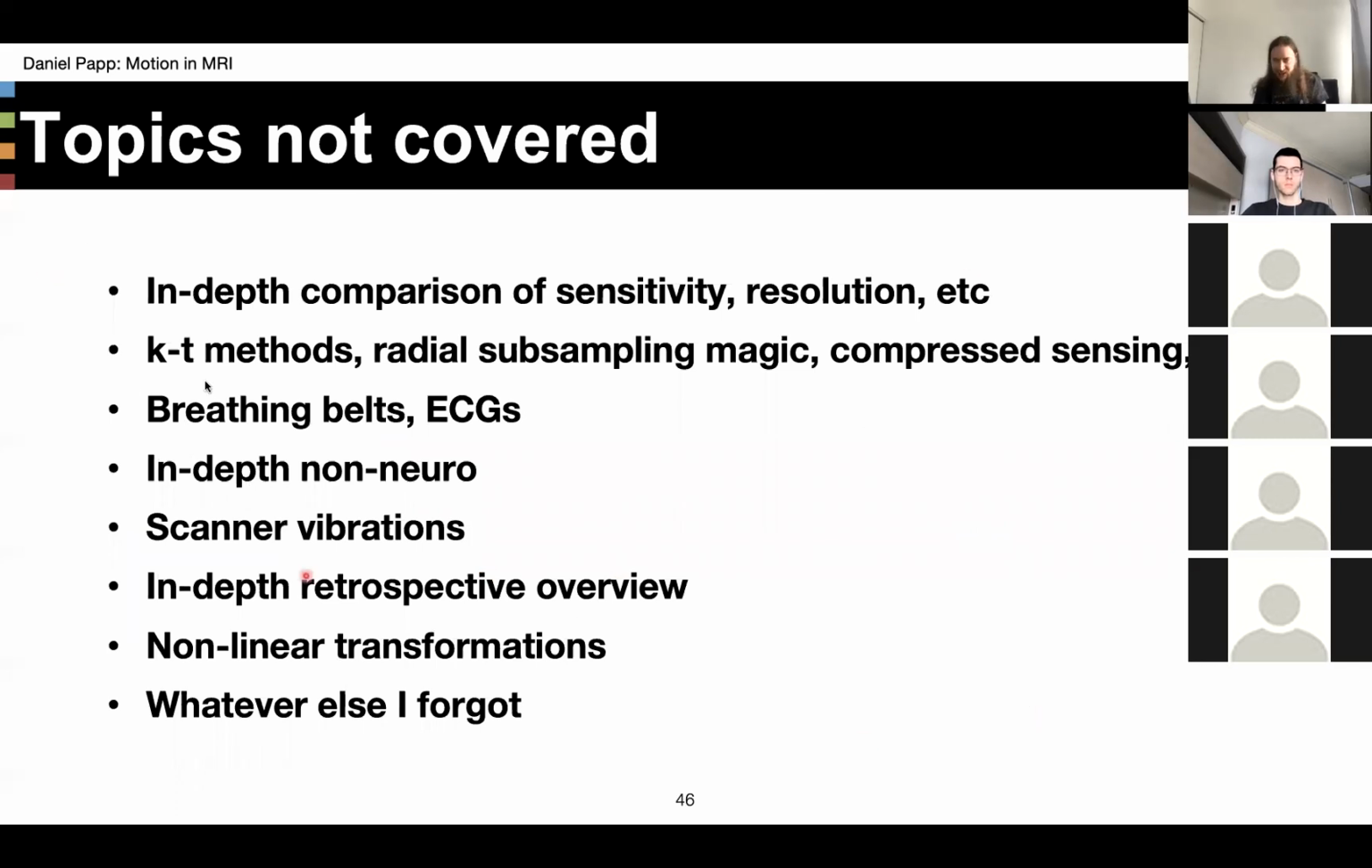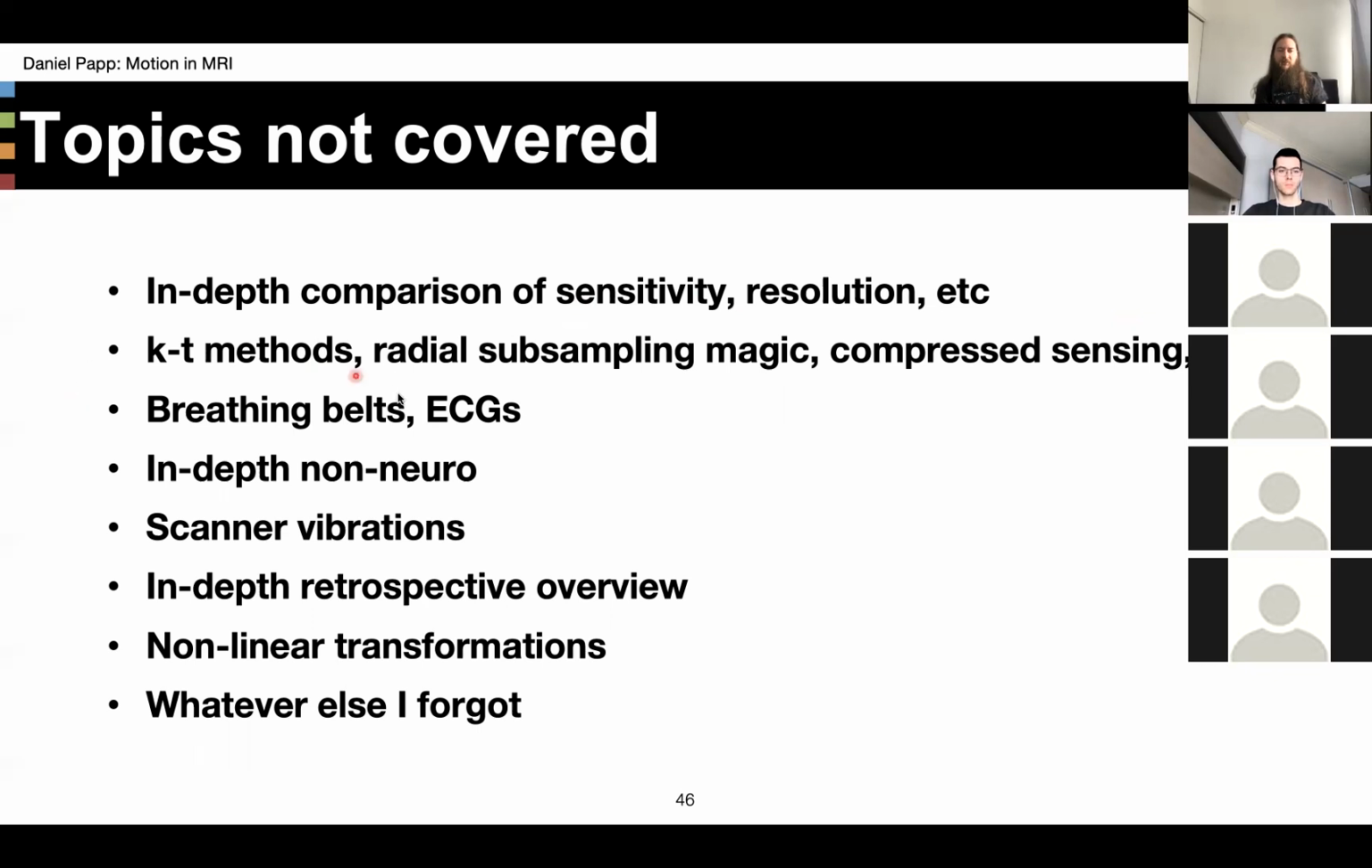There are a lot of topics I didn't cover, and I'm sorry about that. I didn't compare these methods in terms of sensitivity, resolution, etc. I didn't talk about KT methods, radial subsampling magic, compressed sensing, etc. This is a field of acquisition techniques that acquire 4D data, both spatial and temporal, and then you have correlations in space and in time, and you can use these to figure out your motion and do motion correction. It's cool, but I have no time to cover them.